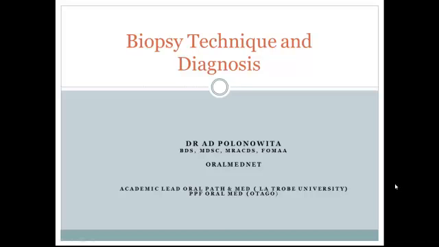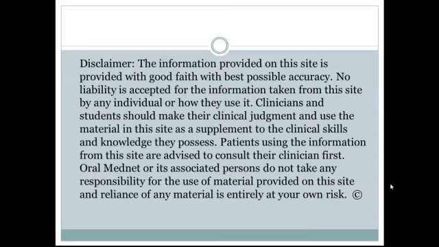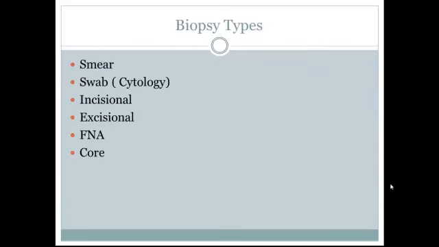Welcome to the series of lectures in oral medicine, this one entitled Biopsy Technique and Diagnosis. Some of the biopsy types used in oral medicine include smear, swab, used for cytology, incisional biopsy, excisional biopsy, fine needle aspirate, and core biopsy. There is further information on this on the SDL help slide.